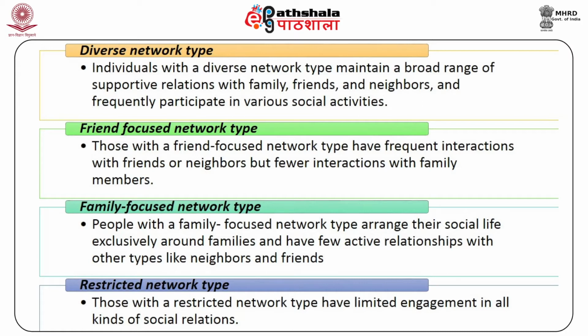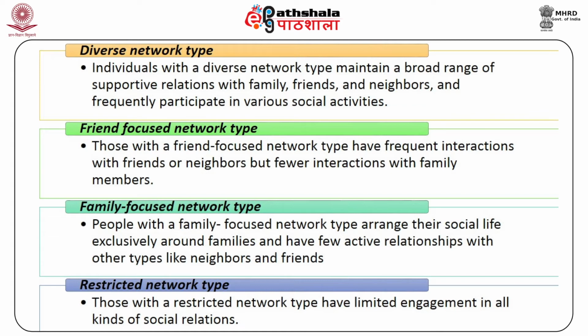Individuals with a diverse network type maintain a broad range of supportive relationships with friends, family, neighbors, and frequently participate in various social activities. Compared to other network types, such networks are richer in social capital. Second is a friend-focused network type. Those with a friend-focused network type have frequent interactions with friends or neighbors but fewer interactions with family members.